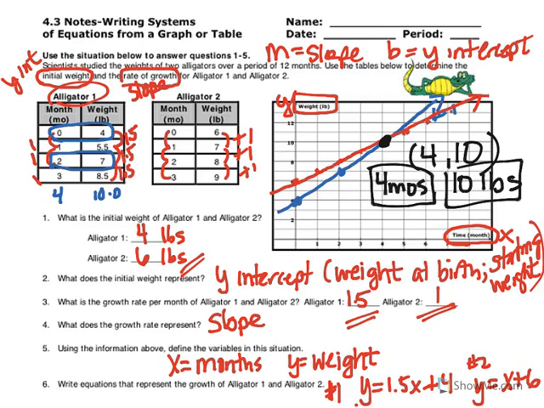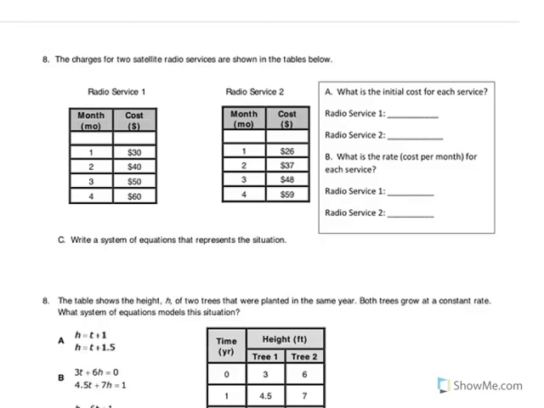Okay, let's go to the back. It says the charges for 2 satellite radio services are shown in the tables below. And then it asks us some questions that we're going to fill out, and then we're going to go ahead and write the system of equations. So remember, I can pretty much guess that we're going to be finding the slope and the y-intercept, because those are the two things we need when we're writing equations.